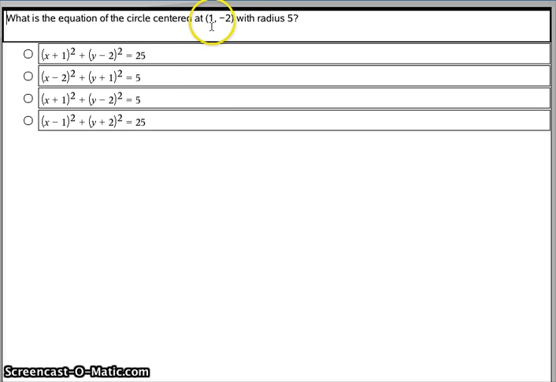When I look at my first term for x, it's 1, so I know in my first parentheses it should be x minus 1 squared, and then it should be y minus a -2 squared. So I know that this last one here would be the right answer for my equation of the circle. ACT does like this kind of question, so it's a really good idea to remember this format because they'll have those kinds of questions on the ACT.